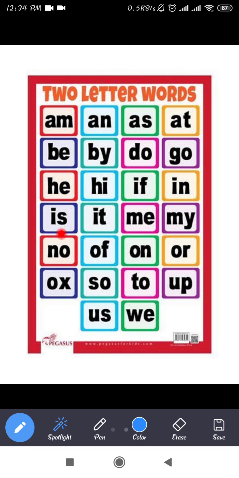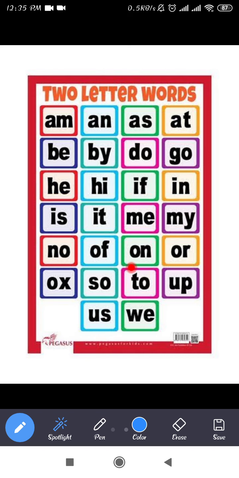Next, I-S. Is. Sound of I comes first, then sound of S. I-S, is. Then I-T, it. Okay, then next M-E. Letter M, letter E. Me. Then M-Y. Letter M and then letter Y. My. Then letter N and then O. N-O, no. Right? Then O-F. Letter O, letter F. Off.